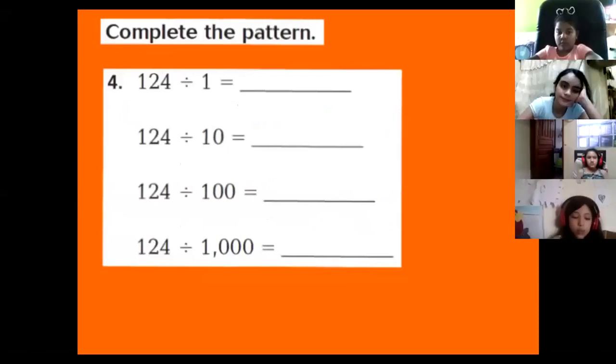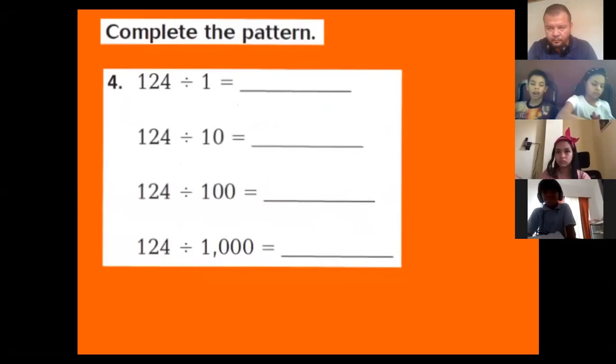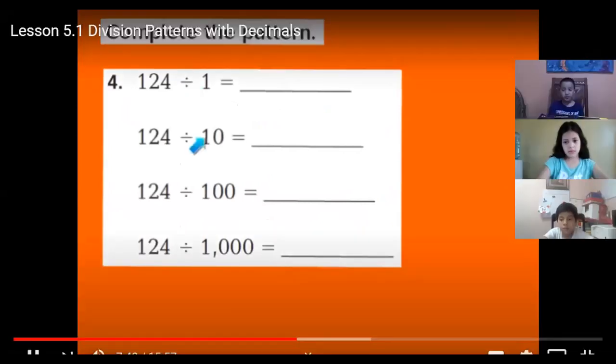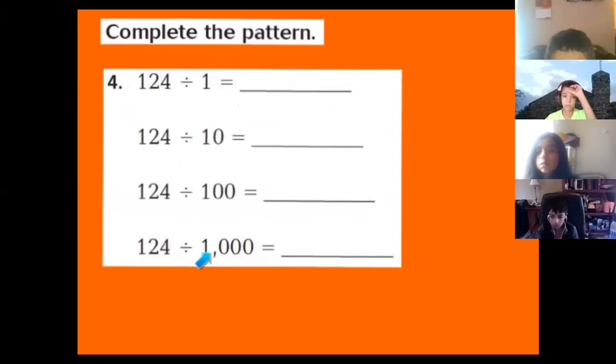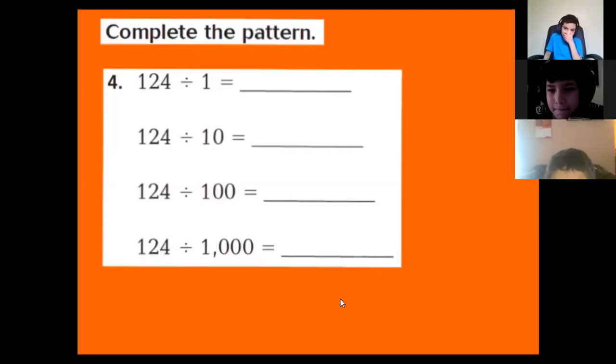When I look at question number 4, what I notice about my pattern is this. My divisors are a 1, 10, 100, and 1,000. So this time I'm going to base my pattern on the number of zeros that are in my powers of 10. So let's go ahead and start here.